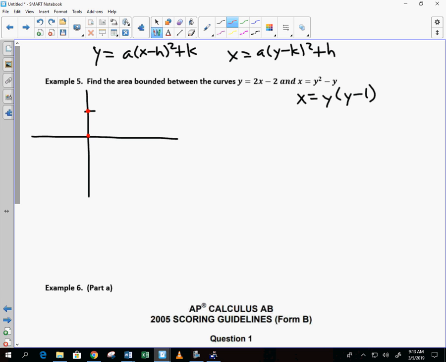Anybody know if this is going to open up to the right or open up to the left? Why does it open up to the right? This is positive. See, all these things are coming back to you because you had an awesome teacher. No, but when I figure it out, I'll let you know.